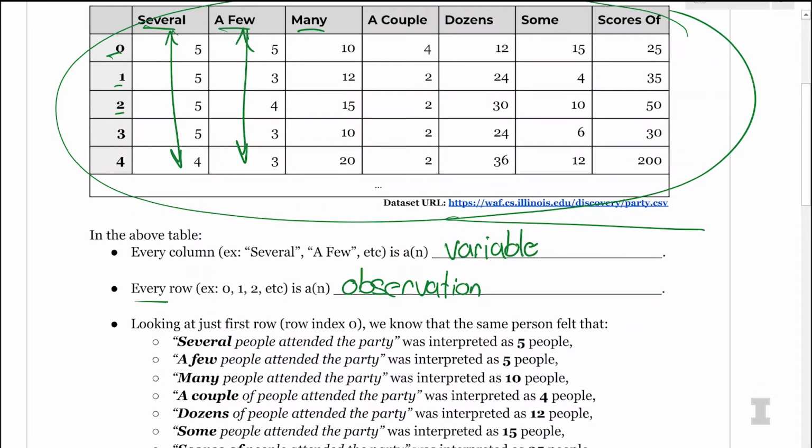So looking at just row 0, the row with the index 0, we know that the person who responded to the survey felt that several people attended the party was interpreted to mean 5 people, because we see 5 under the variable several. Likewise, they also feel a few was 5, many was 10, a couple was 4, and so forth. This is how we're going to refer to the data.